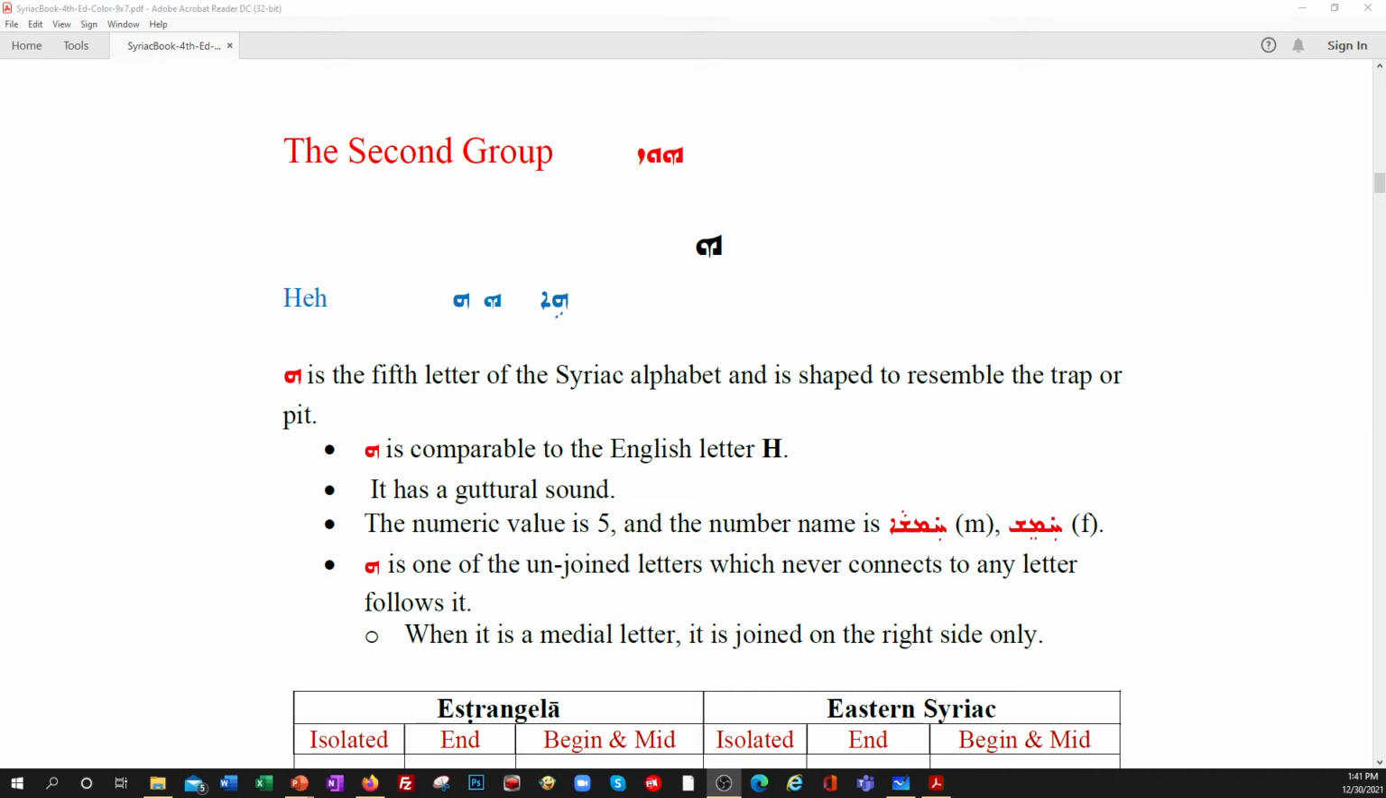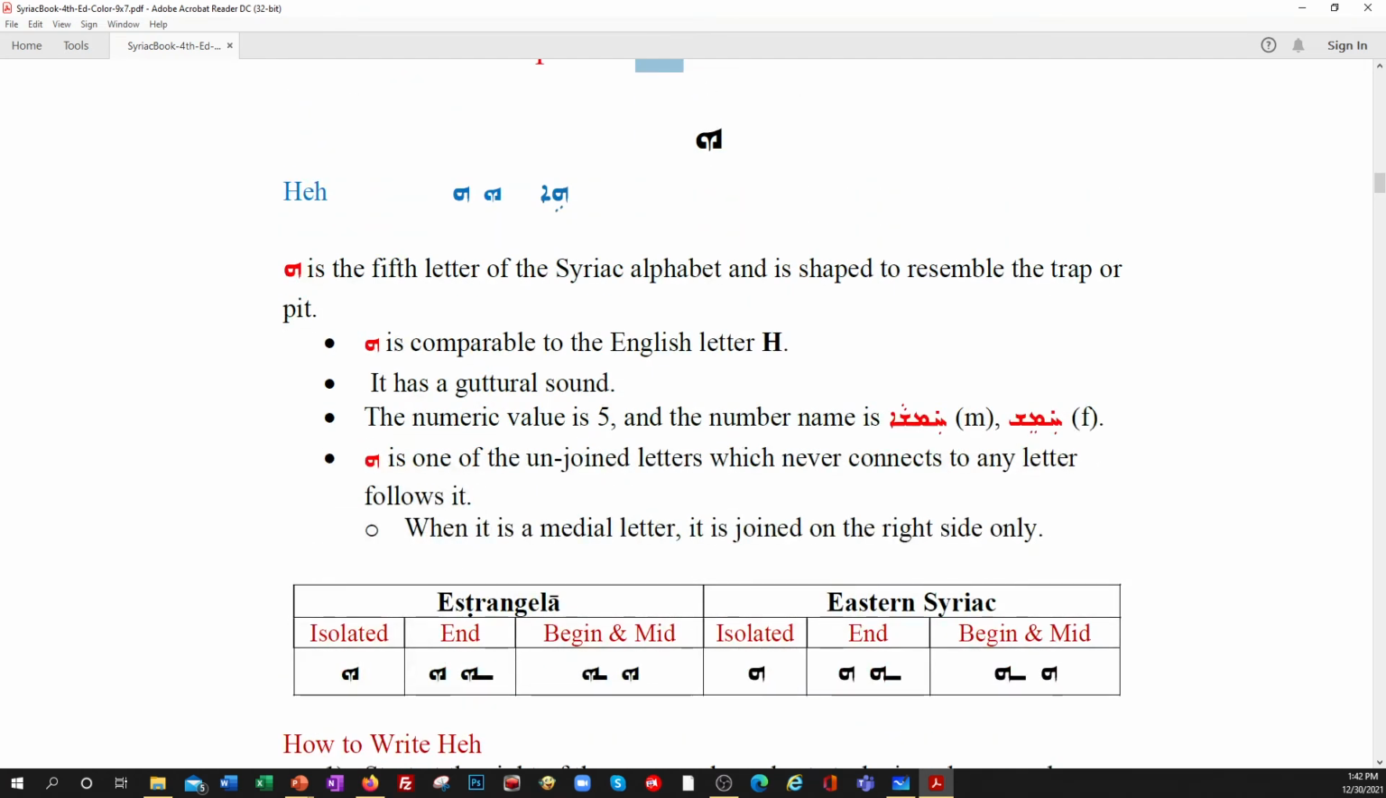The second group is made of three letters: he, wow, and zain. By looking at this group, you're going to know that these three letters are unjoined letters, meaning they do not join from the left. Do you see the gap between he and wow, and also between wow and zain? They do not join from the left.